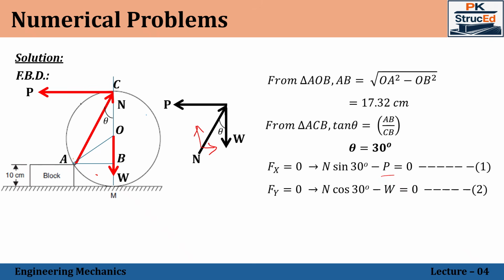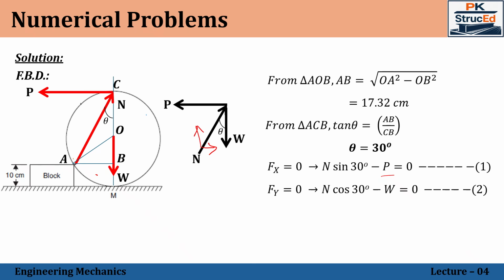Next we go with the vertical force equilibrium, Fy equal to 0, in which P will not play any role, because P is a truly horizontal force which will not have any component with respect to the vertical axis. W is acting vertically downwards, so this value will be negative, minus W. Now the component of the normal reaction in the vertical direction acts upward, so that will be positive. Again the angle is given with respect to the vertical, so the vertical component of N will be cos theta. That is why N cos 30 minus W equal to 0.